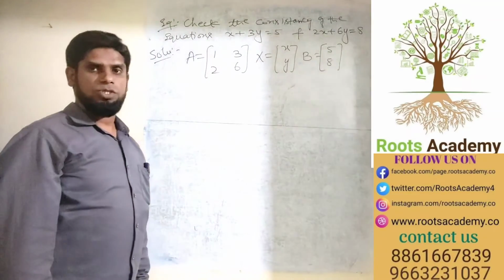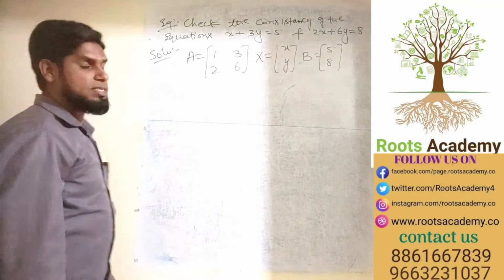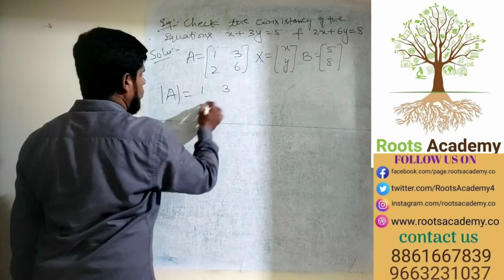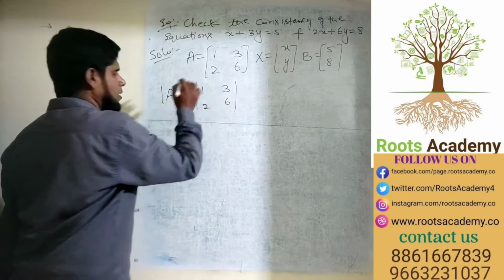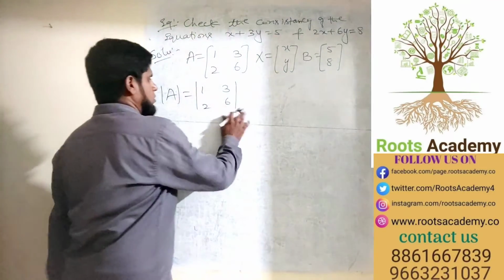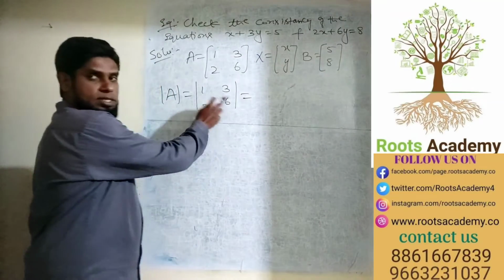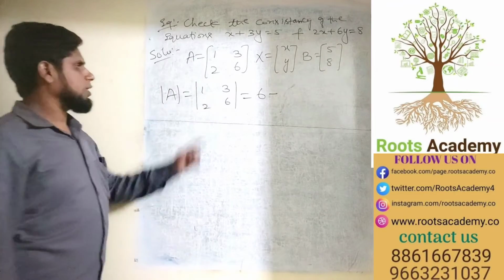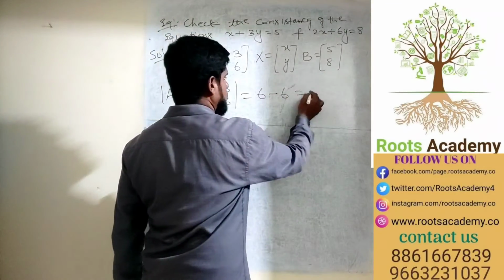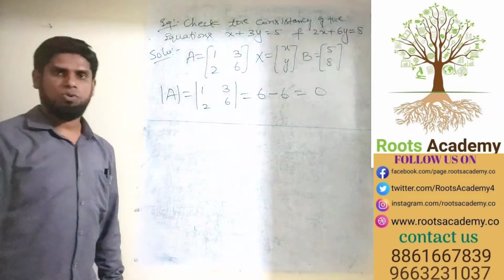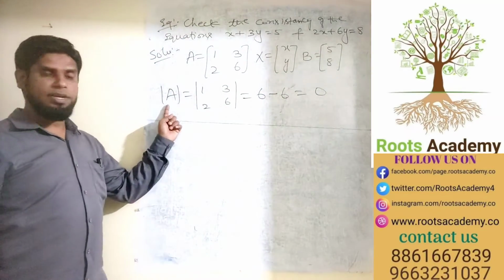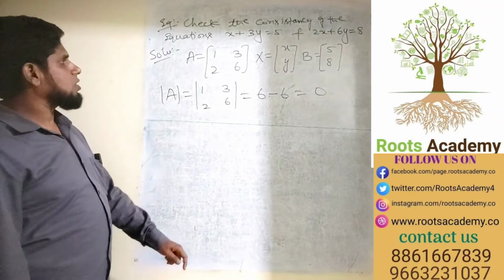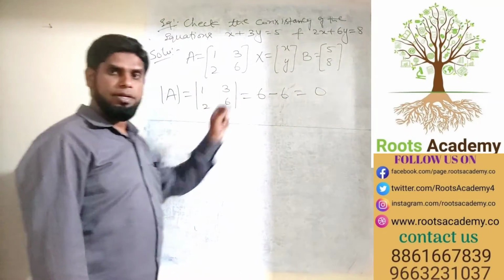Okay. First student, we should find the determinant. Always first is the determinant. Determinant is equals to 1, 3, 2, 6. This is equals to 1 into 6, it is 6, minus 2 into 3, it is 6. So 6 minus 6, it is 0. Okay, student, here the value of the determinant is 0. Now everything depends on adjoint A into B.